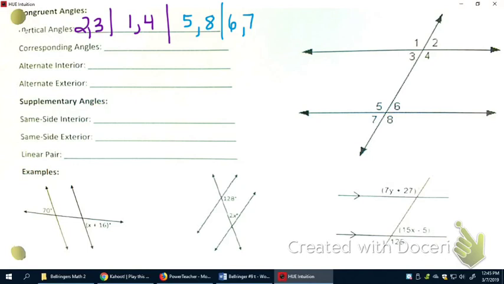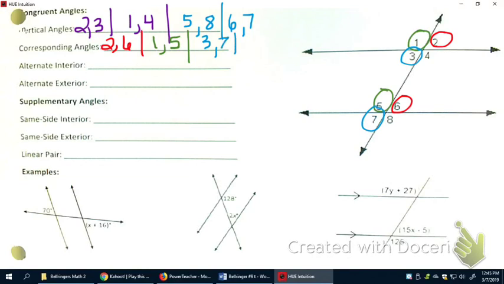All right, the corresponding angles, so let's look at those. Corresponding angles, remember, one is on the outside and one is on the inside, but they're on the same side. So an example would be 2 and 6. Okay, can you see another pair? 1 and 5. Okay, can we see another pair? 3 and 7. And one more? 4 and 8. Good job.